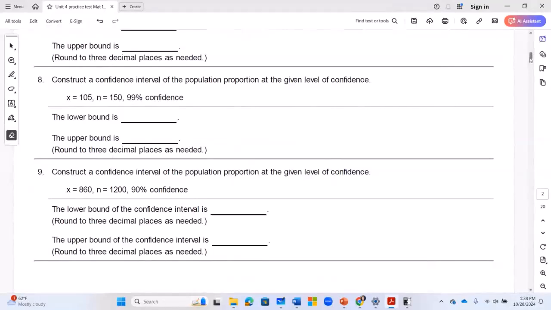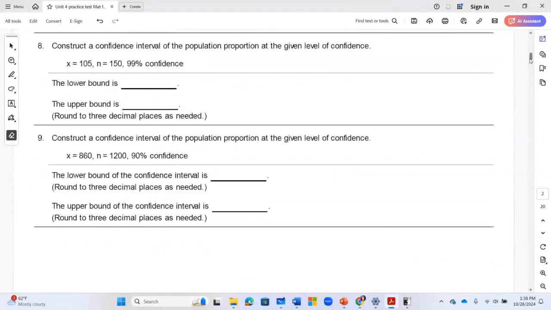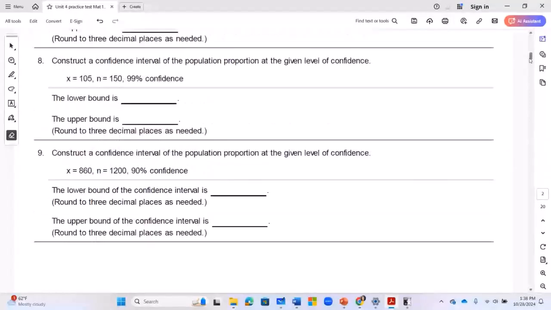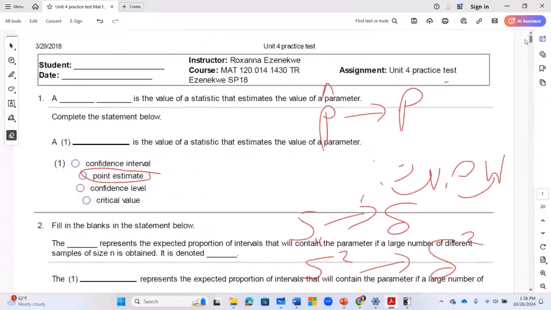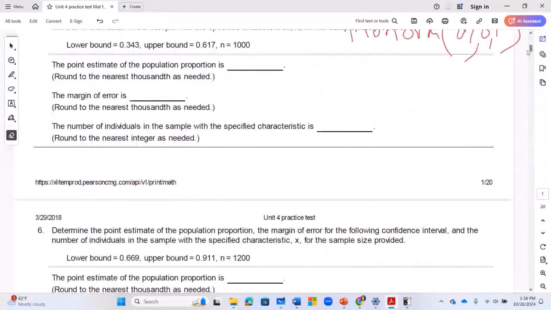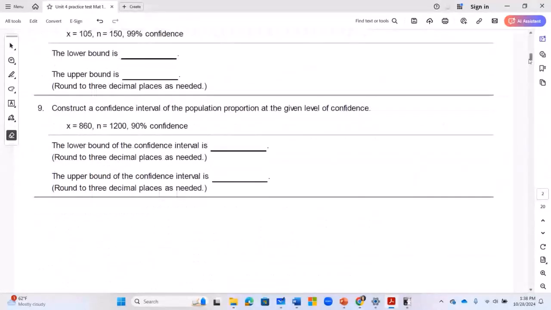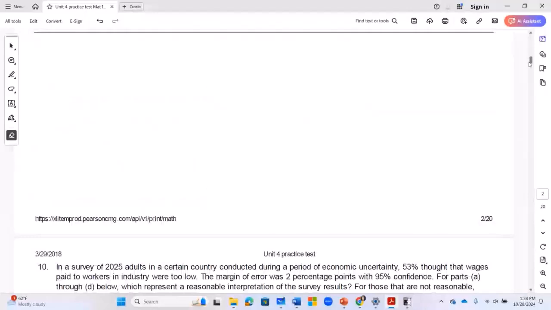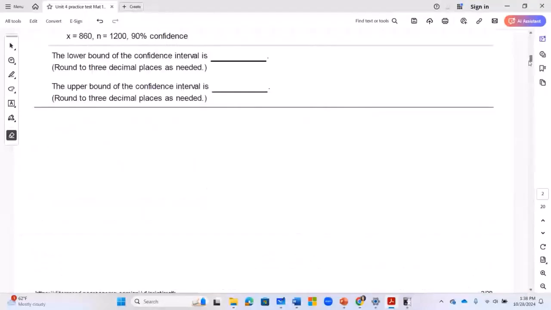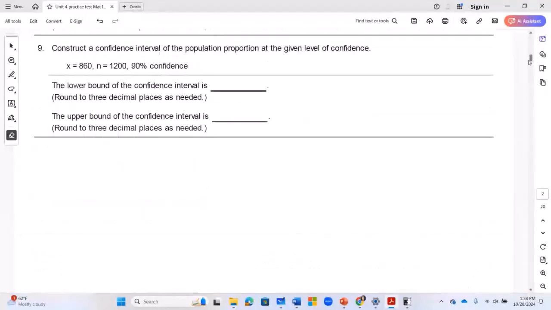I think we can do one more question. Number 9, construct a confidence interval. Let me see, what are we doing? Unit 4 practice test. Okay. So number 9, one last example for this. In number 9, construct a confidence interval for proportion.